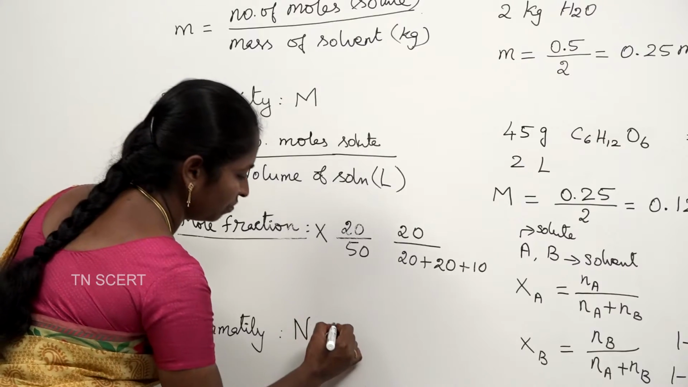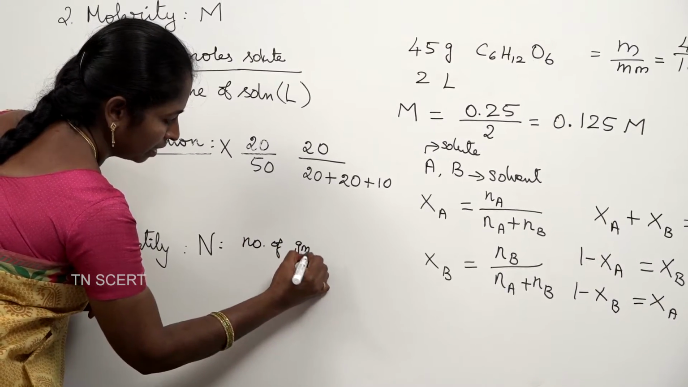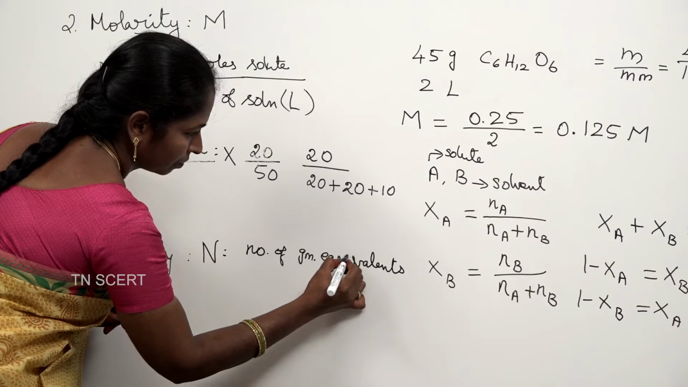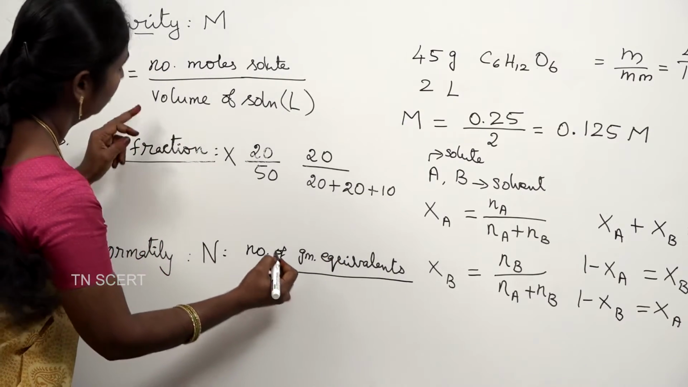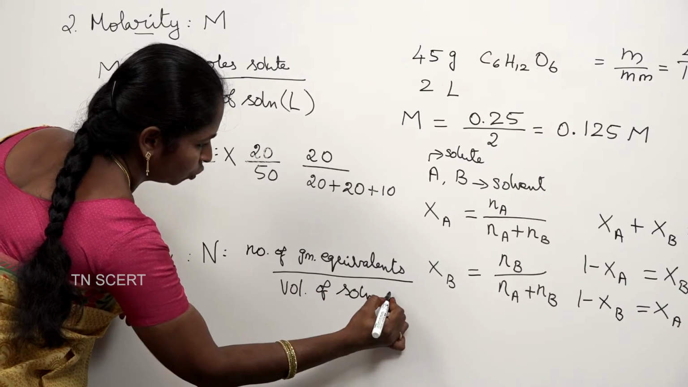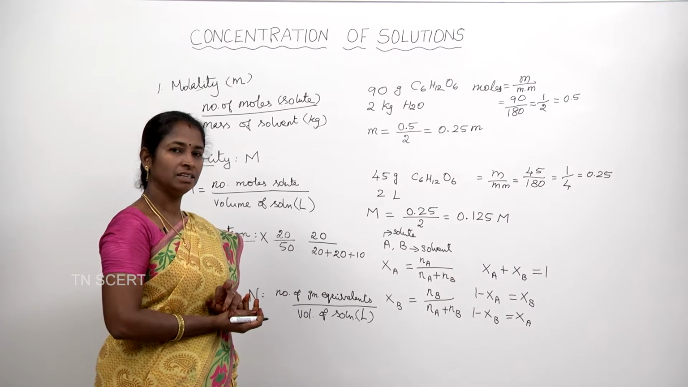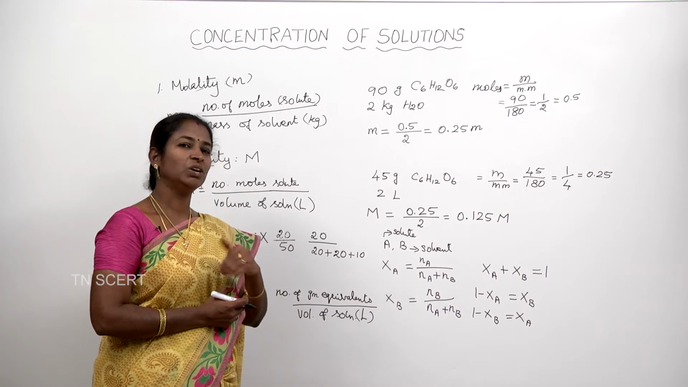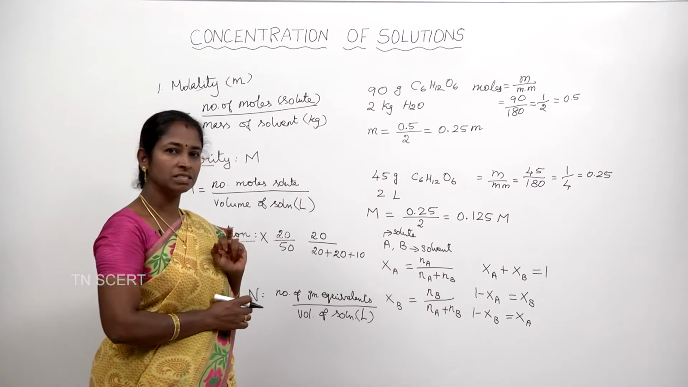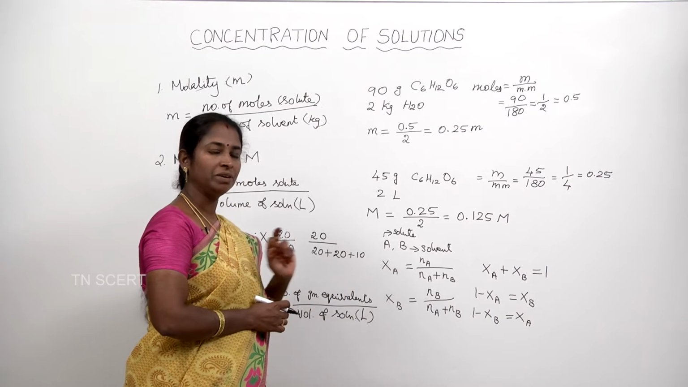How to calculate the number of gram equivalents? Normality is given by the number of gram equivalents divided by the volume of solution. This volume should be in liter. The number of gram equivalents is nothing but mass by equivalent mass. Mass by molar mass will give you the number of moles. Mass by equivalent mass will give you the number of gram equivalents.